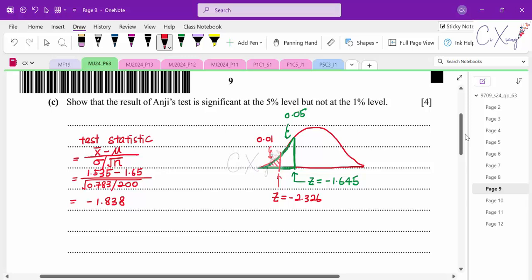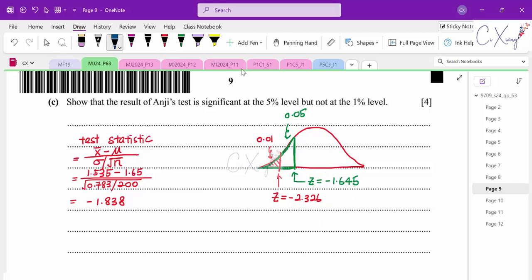Now if you compare this 1.838 with the two critical values here, you realize that negative 1.838 falls between these two values, negative 2.326 and negative 1.645. That means if I carry out the test at the 1% significance level, I do not reject the null hypothesis. But if you run the test at 5% significance level, it is in the rejection area, where you reject the null hypothesis. So that's what they want us to show here: that the result of his test is significant at 5%, but not at the 1% level.